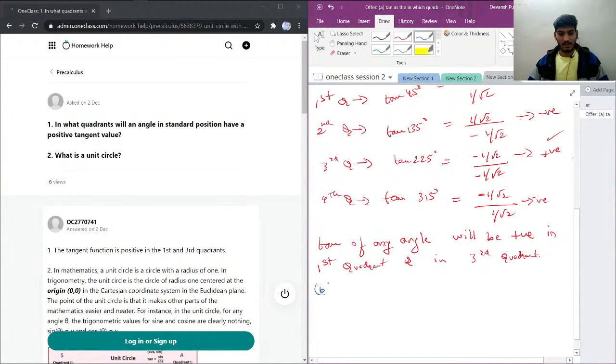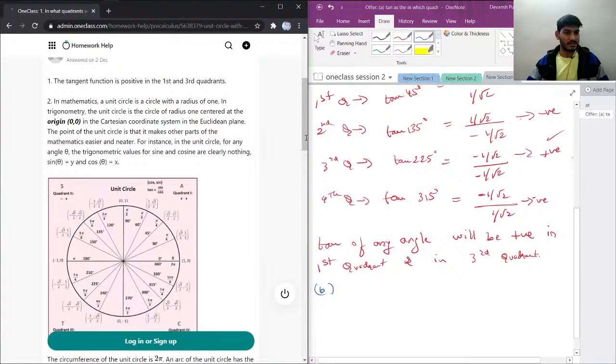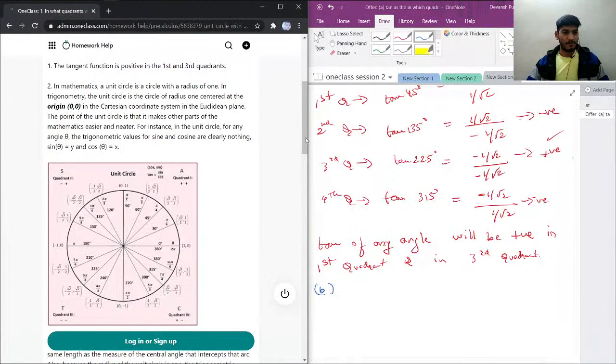Now I will start with B part. Let's just see what the junior tutor has given. The tangent function is positive in first and third quadrants. And for unit circle, in mathematics a unit circle is a circle with a radius of 1. In trigonometry, the unit circle is the circle of radius 1 centered at the origin 0, 0. In the Cartesian coordinate system, in the Euclidean plane, the point of unit circle is that it makes other parts of the mathematics easier and neater.